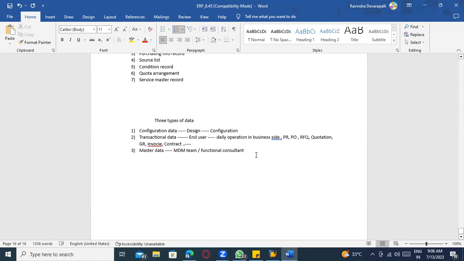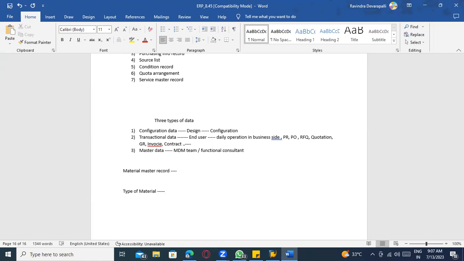So when we are talking about the material master record, you also need to understand what type of material you are planning to create. That means what type of material you are planning to create. So what are the materials we have? What types of materials do we have?